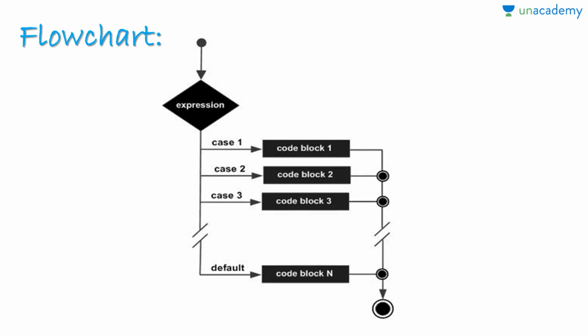This is the flowchart of the switch case statement. The expression is matched with each case that we check. If it matches, execute that part of the code. Else move on to the next case and check. If it matches, execute that code block. Else move on to the next. So the process continues. If nothing matches, move on to the default path, execute that code block and exit.